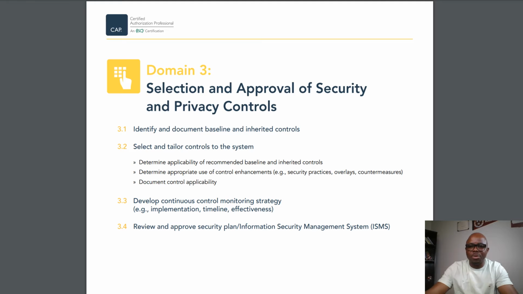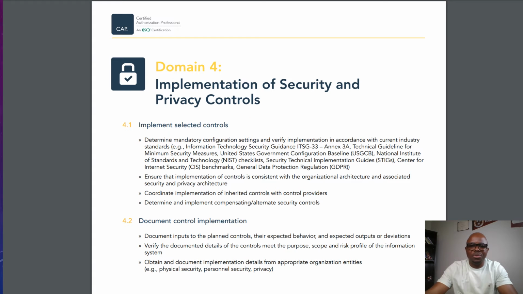Now let's look at domain 4. Domain 4 talks about implementation of security and privacy controls. Under this domain 4, you should familiarize yourself with implementing selected controls and documenting control implementation. This also aligns with NIST 800-37 revision 2.